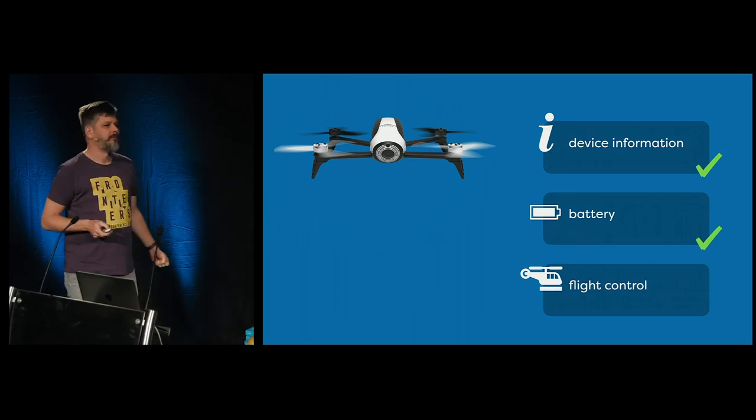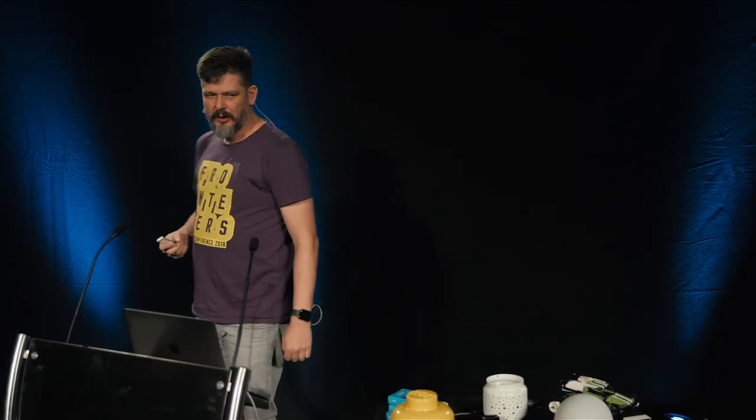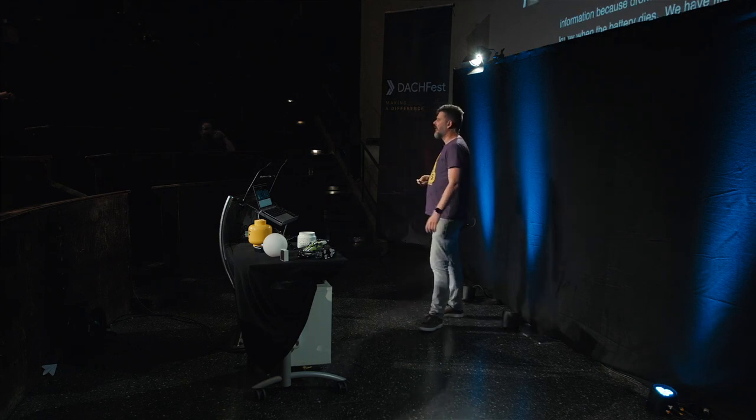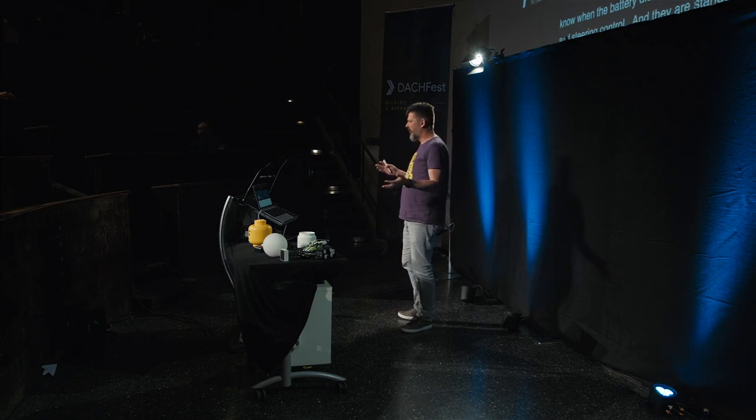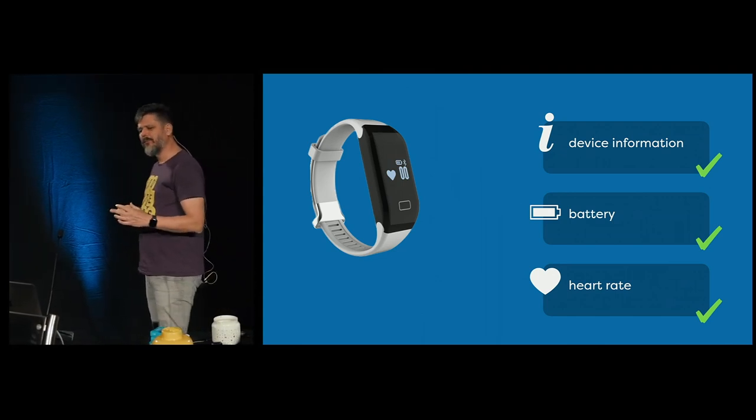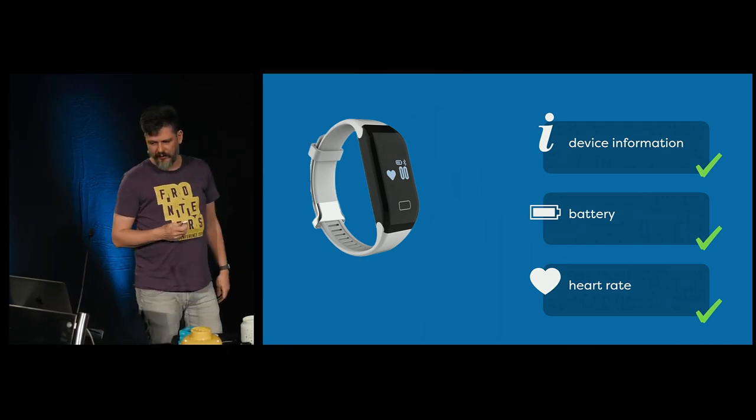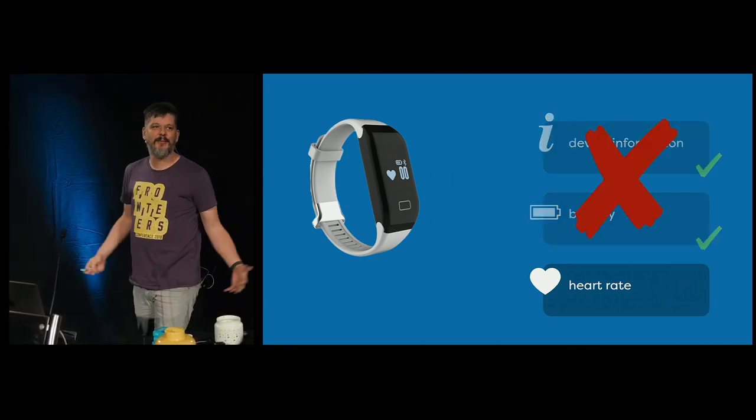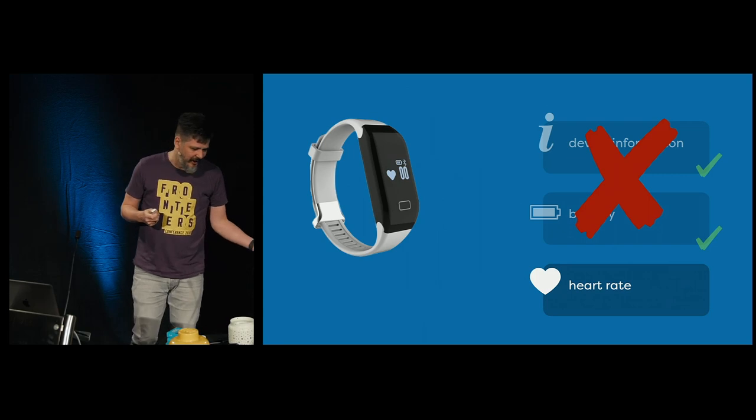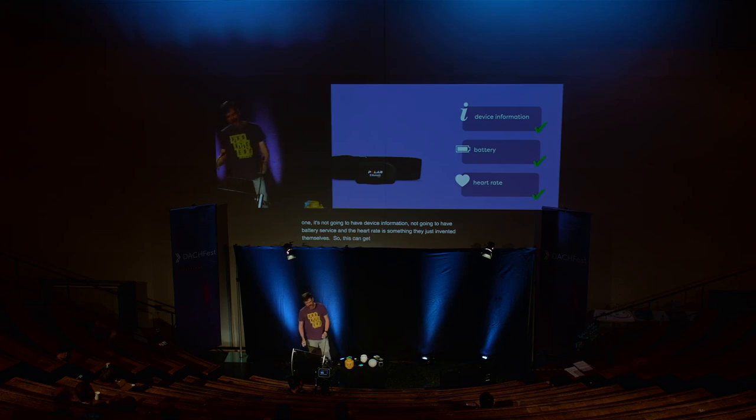And we have flight control. The cute little robot has device information, battery again, and steering control. Device information and battery are standards, but steering control and flight control are not standards. So that differs between manufacturer and even model sometimes. The heart rate monitor has device information, battery, and heart rate, which is a standard. But of course, if you buy a cheap one, it's not going to have device information, it's not going to have battery service, and the heart rate is something they just invented themselves. So this can get a bit tricky. A little bit more expensive one does have all the standard services.